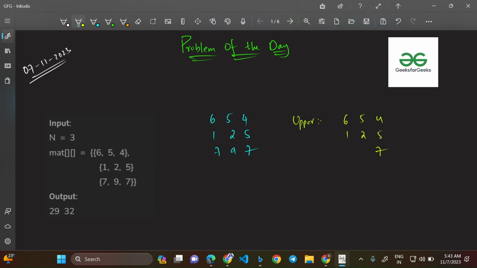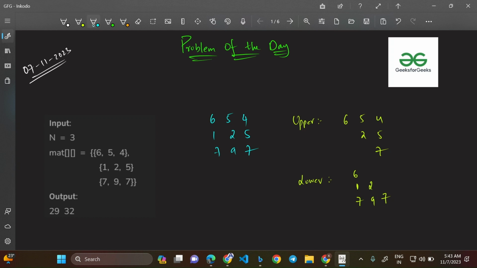So this constitutes the upper. And what is lower? Let us first write the diagonal so that you can avoid the confusion: 6 2 7, and write all the elements that are beneath this: 1 7 9. Great. So these are the lower and these are the upper.